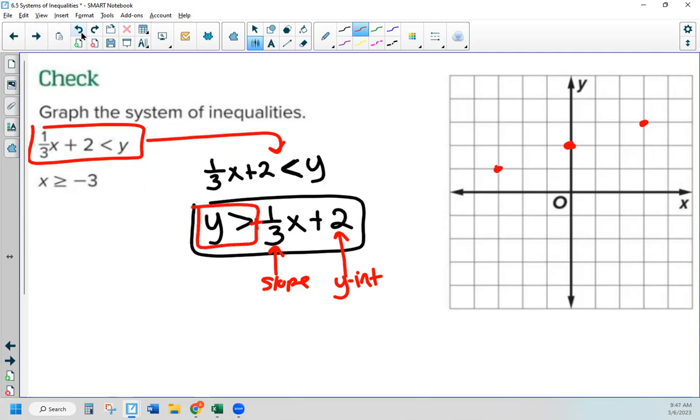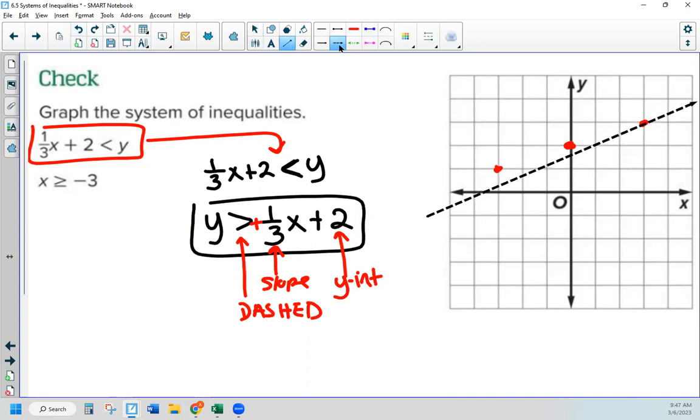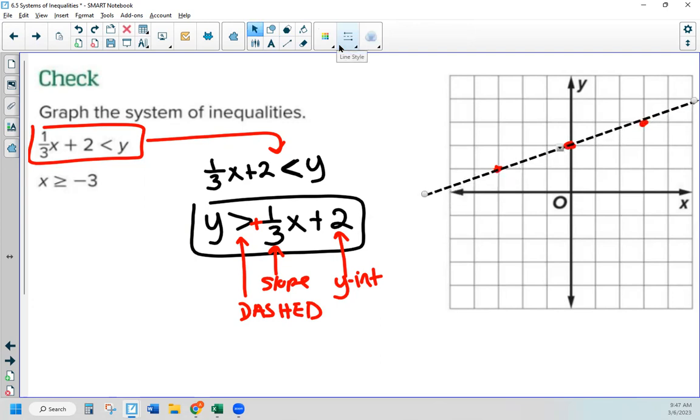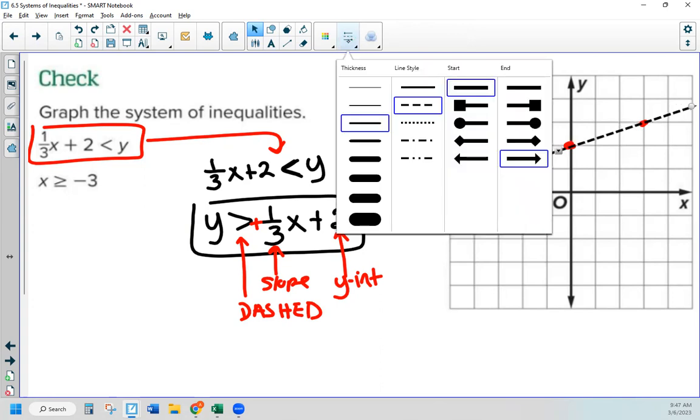Here I read that it's y is greater than. Notice that this is dashed. Don't forget that we have a dashed line. And greater means that we have to shade above our dashed line. So let's go ahead and create our dashed line. Yep, that's the sound that a line makes. All right, there we got it.